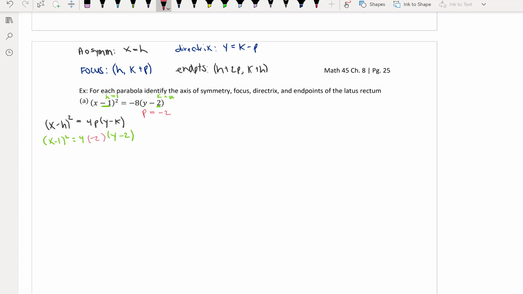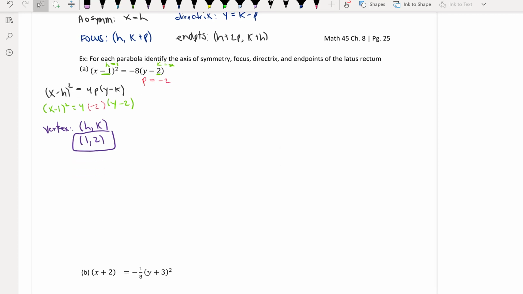So now I can tell you some information. Remember that my vertex is always just going to be h comma k. So my h value is 1 and my k value is 2. So now I have my vertex. Okay. Now the next piece of information that I have is the axis of symmetry.